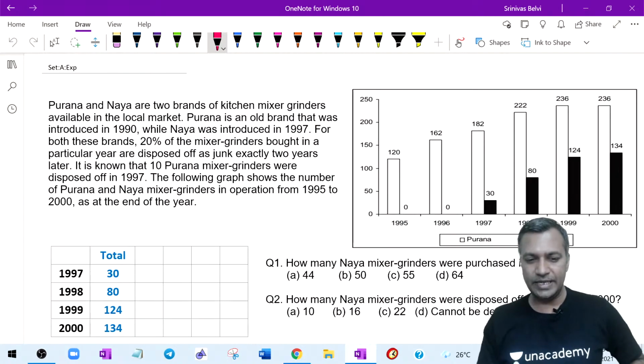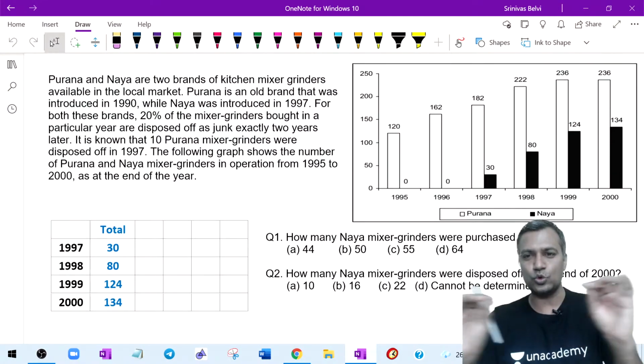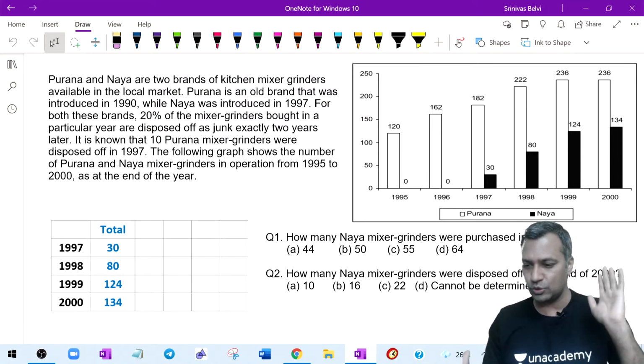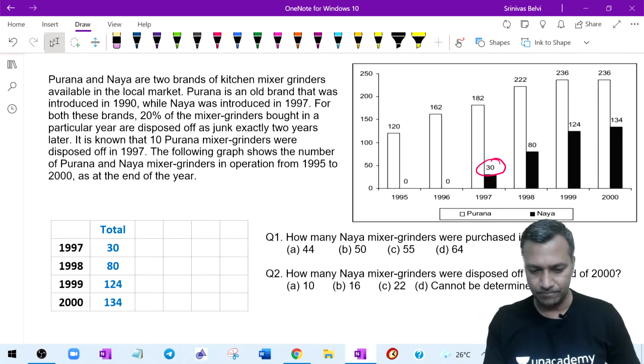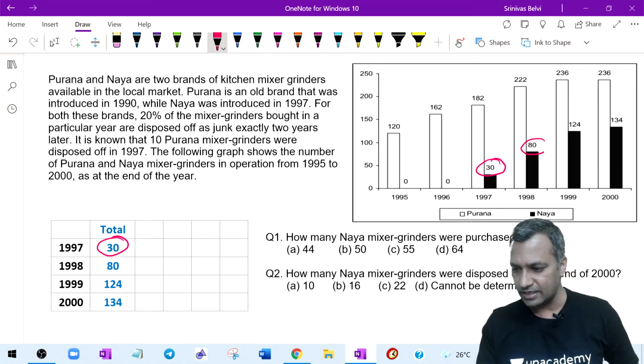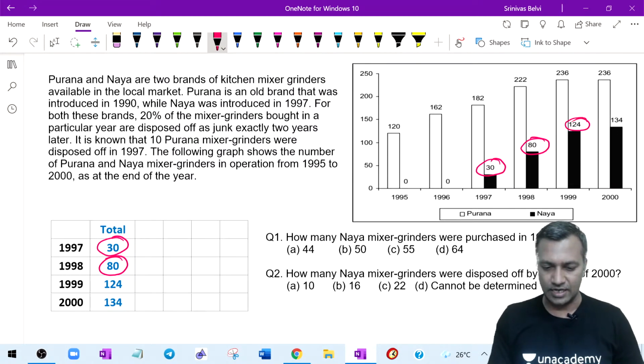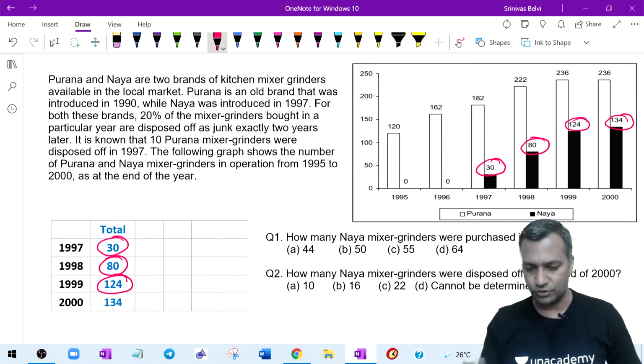Let me teach you how to do it for Naya, how to write it all in a classical pattern, how to understand this particular chart. What did I do? I just copied these numbers. This 30, I brought it here total. There are 80 mixers and grinders operational in 1998, 124 in 1999, 134 in 2000.